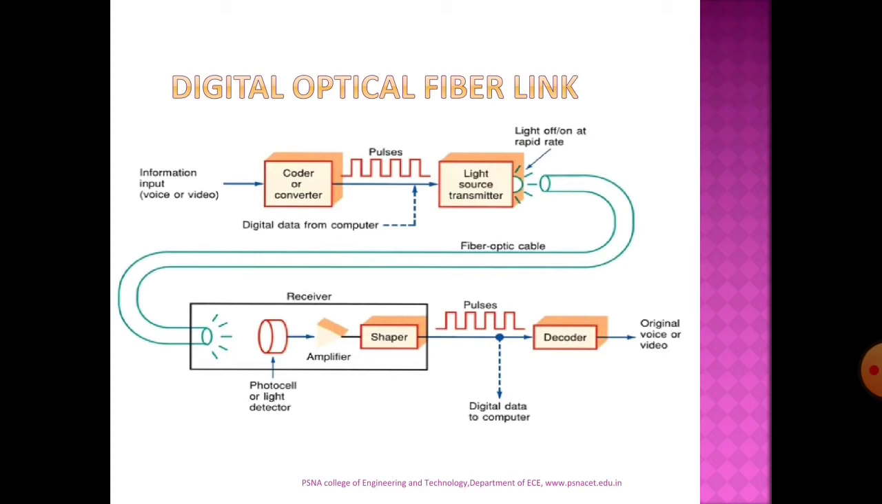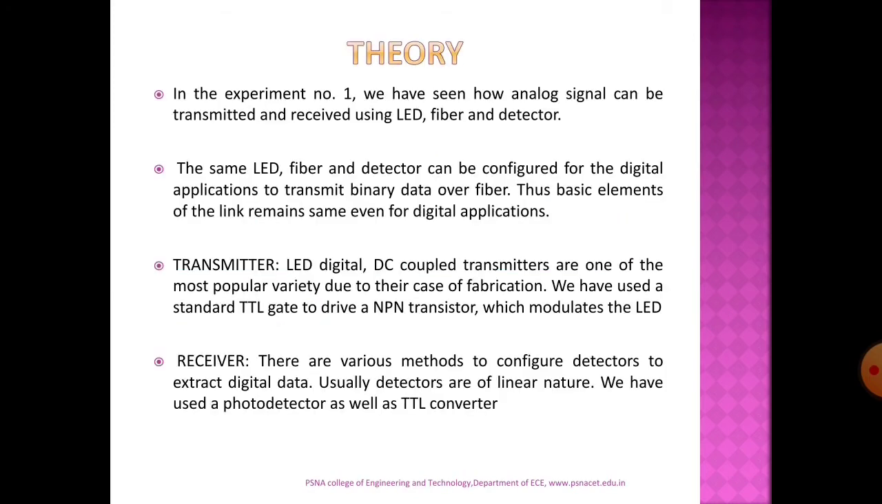If it is going to be a digital signal, then there is a need of an encoder at the transmitter section. That is, the data has to be converted to encoded form so that it can be transmitted over a very long distance, and at the receiver there is a need of a decoder to convert the signal to its original form. So for a digital optic fiber communication link, there will be a need of an encoder and decoder along with the analog setup. So this is a simple digital optic fiber link.